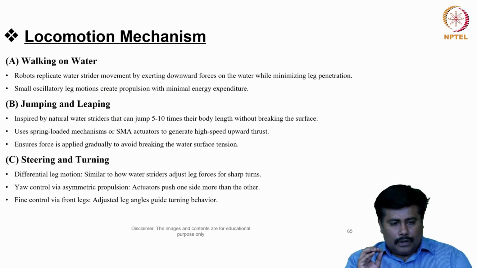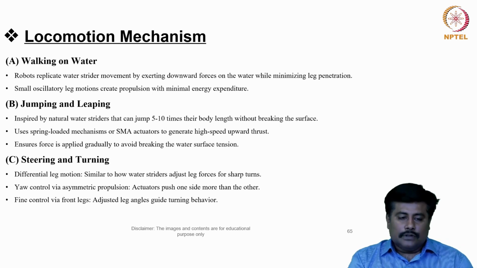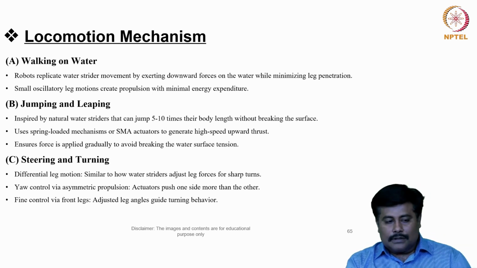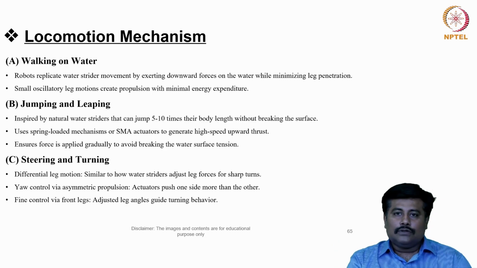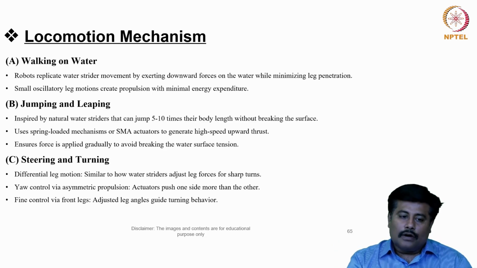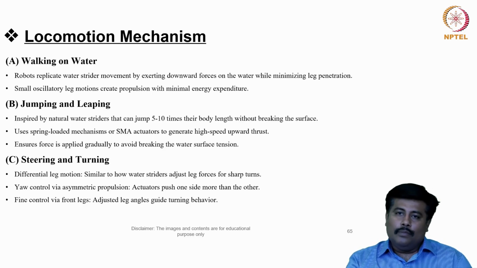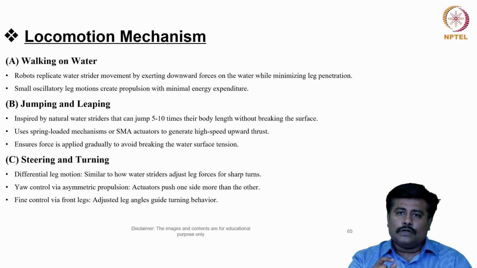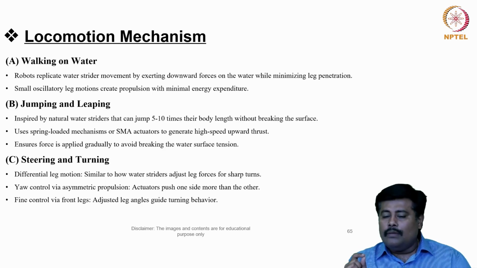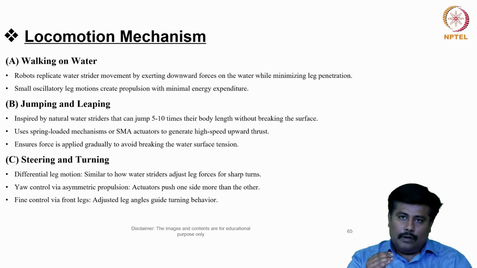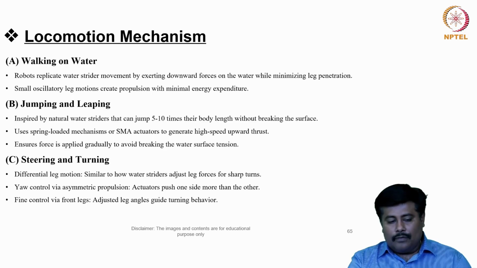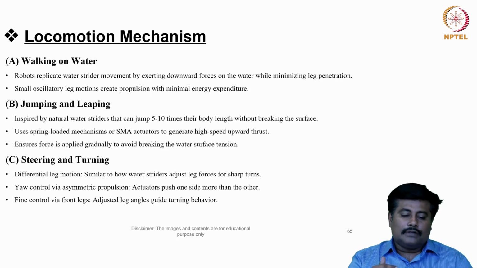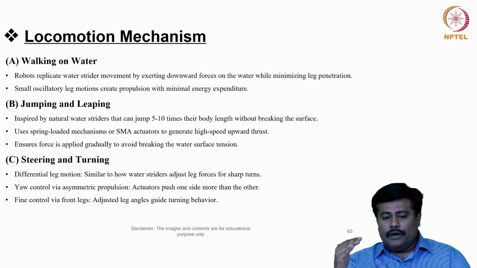Now, when we look into the overall locomotion mechanism, one mechanism deployed is walking on water. These robots replicate a water strider movement by exerting downward force on the water while minimizing leg penetration. Second, it has a small oscillatory leg motion which creates propulsion with minimal energy expenditure. When we look into jumping and leaping, it is inspired by natural water striders that can jump 5 to 10 times their body length without breaking the surface.